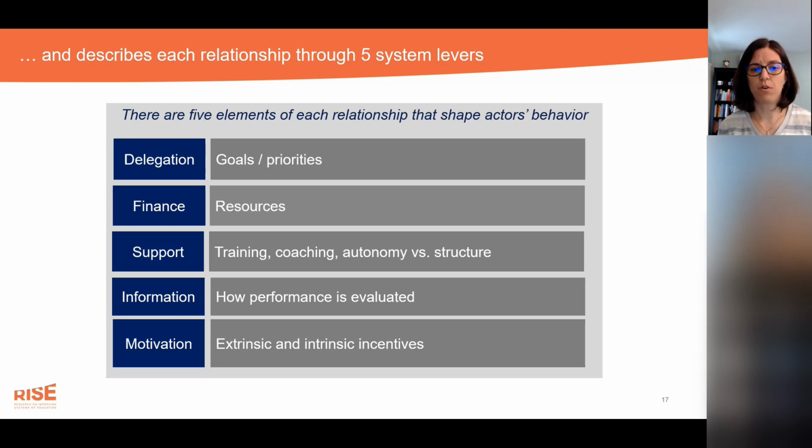Information is how performance is evaluated, what metrics are being collected, what's being measured in the system. If, for example, a lot of education systems say they want to achieve strong learning outcomes, but the only thing that's being measured is maybe enrollment, not learning in a systematic way.